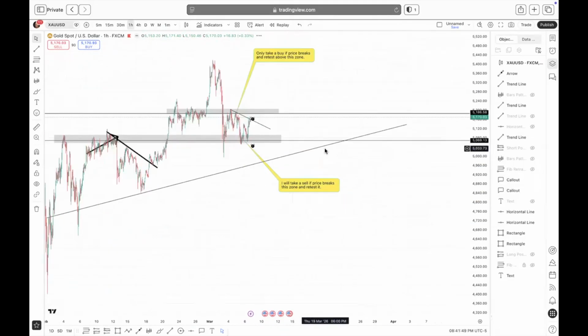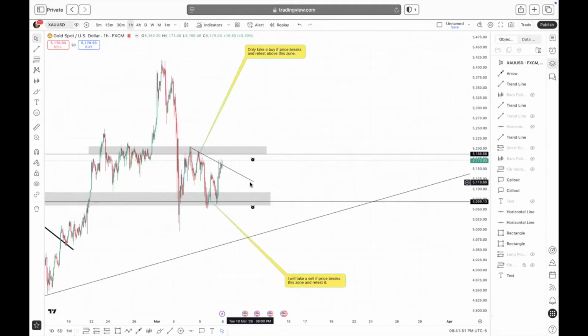These are my alerts that I have set to see how price reacts in these areas. But yeah, we're just monitoring price. Let's see how price opens on Sunday. I wouldn't even be surprised if it gaps.